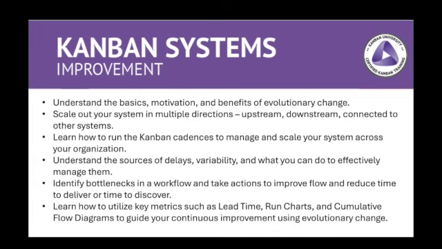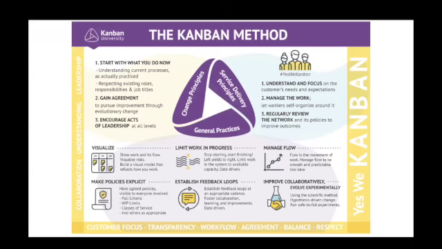How can you improve the productivity of the teams? How can you optimize the flow of the work? How can you make your deliveries more agile? Where are the expectations lacking? How can we be more predictable? So all of this is discussed in the Kanban Systems Improvement. And this workshop mainly focuses upon the last practice, which is improve collaboratively, evolve experimentally.